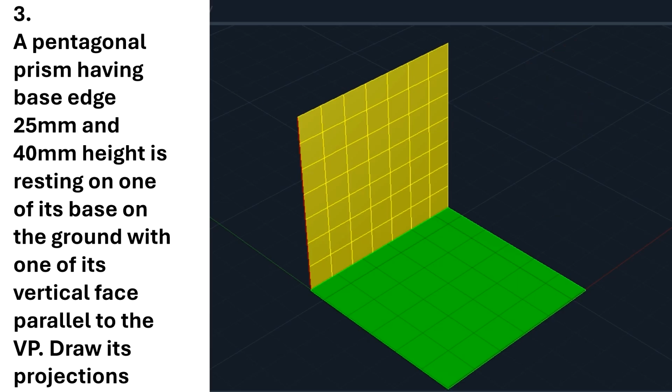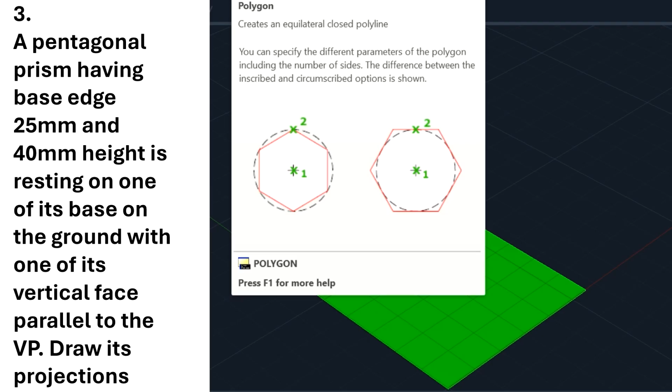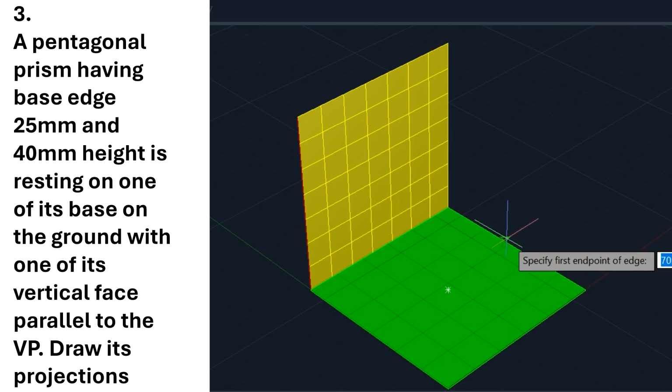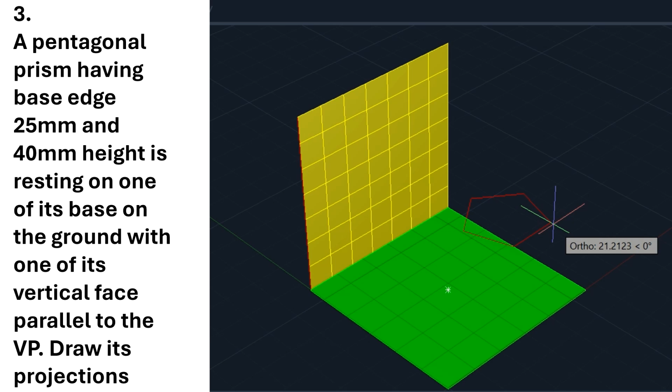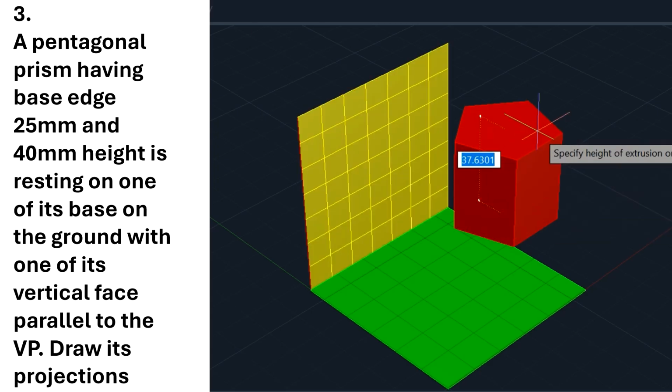This is the hexagonal prism. So to draw the hexagonal prism, we can't actually directly draw it, so we will go to pentagonal prism. We will take a polygon, and the number of sides will be 5, and then we will take the edge, and the edge length is given as 25 mm. Enter, and the height is given. So we will go to extrude and extrude the polygon, and the height is given as 40 mm.